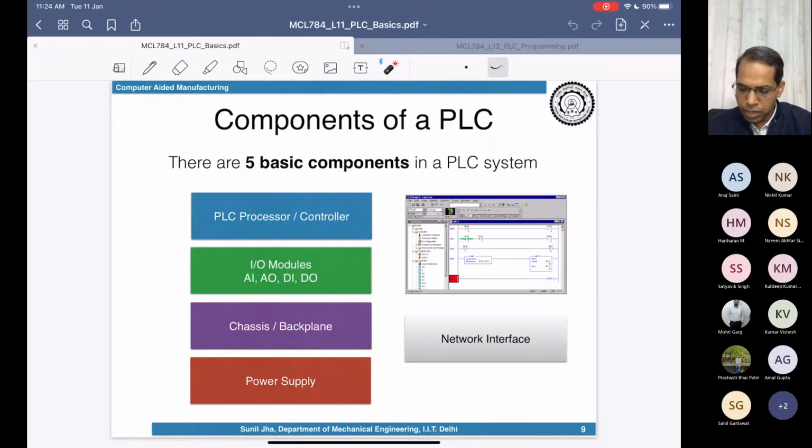And most of the controllers these days have a connectivity. So we have a network interface. So all are connected on the LAN or Ethernet interface so that we will be able to communicate with the other PLCs. And this communication is a very important part of the smart manufacturing implementation. So connectivity is very important. They are no more the standalone systems today. Most of the machines or the PLCs are all connected inside the plant. So we'll learn that also.